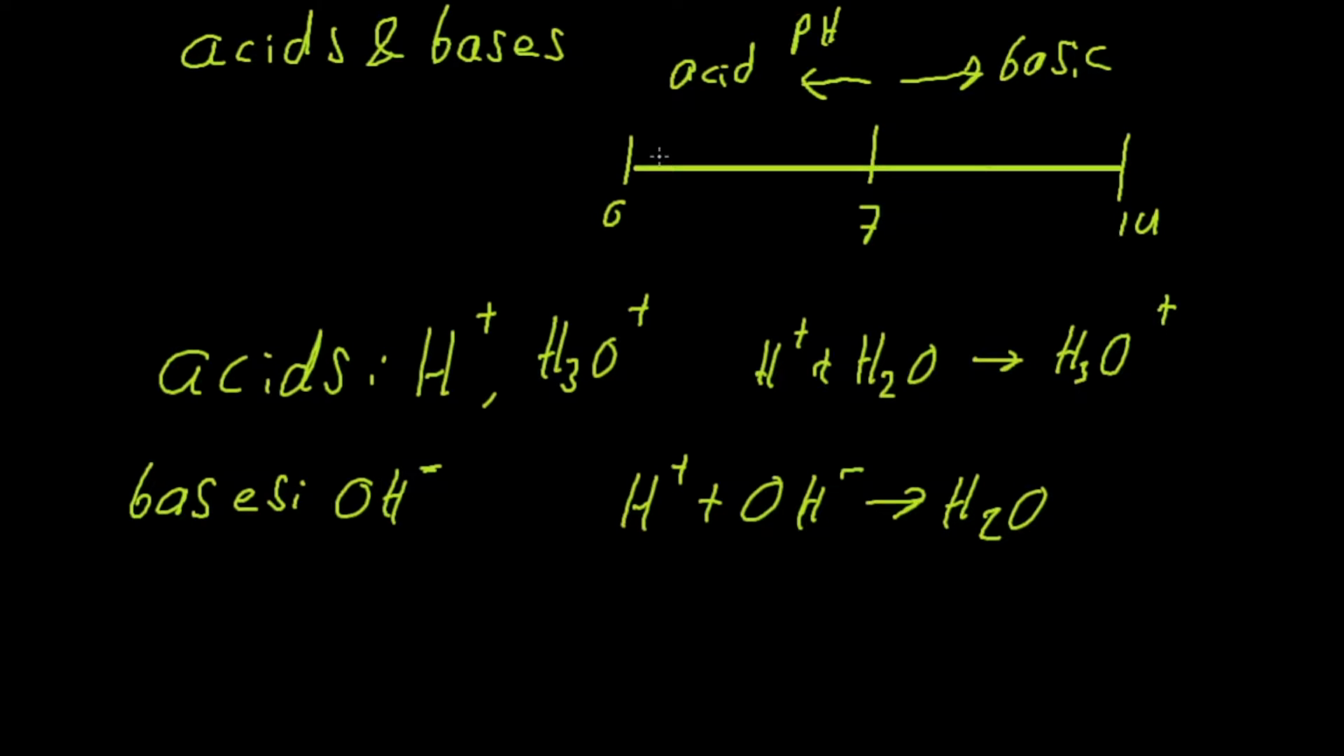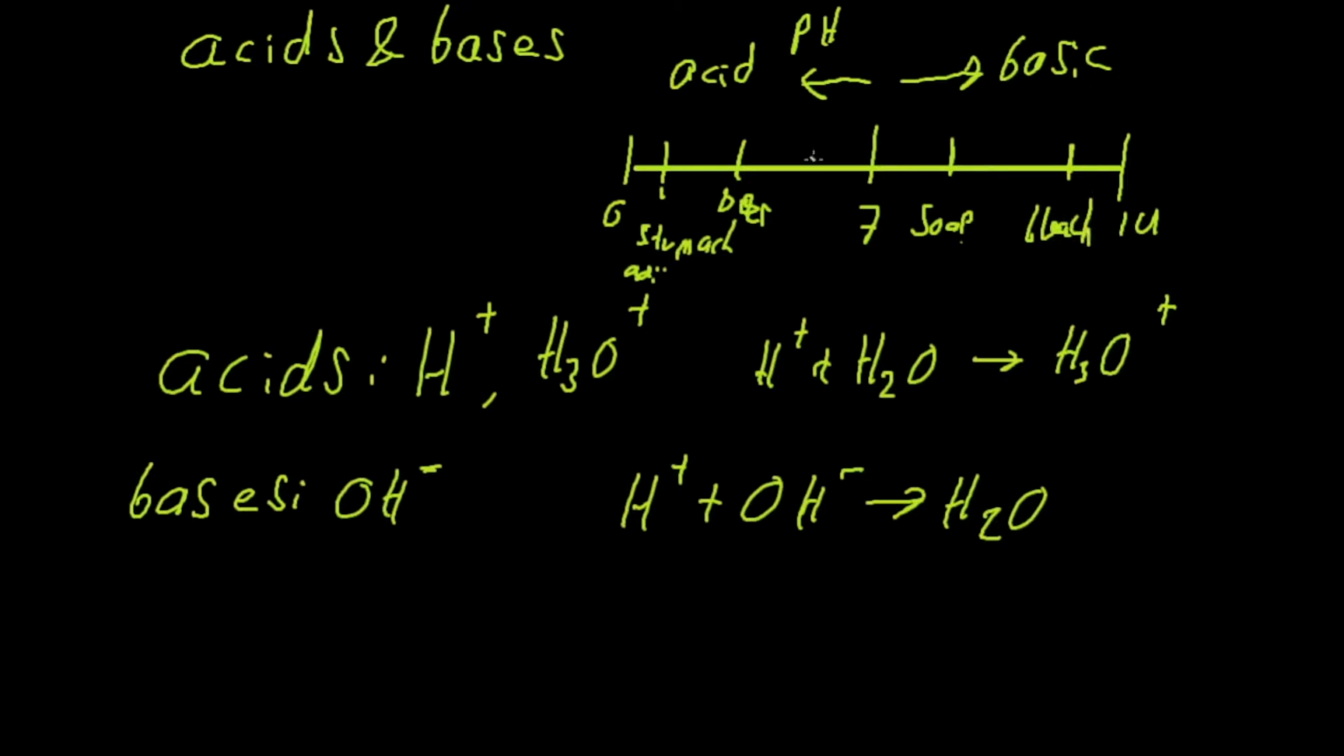To give a couple examples, when you go towards 1, you have stomach acid. And around 4-ish, you have beer. Around 9-10, you have soap. And a little bit towards 11, you have bleach.